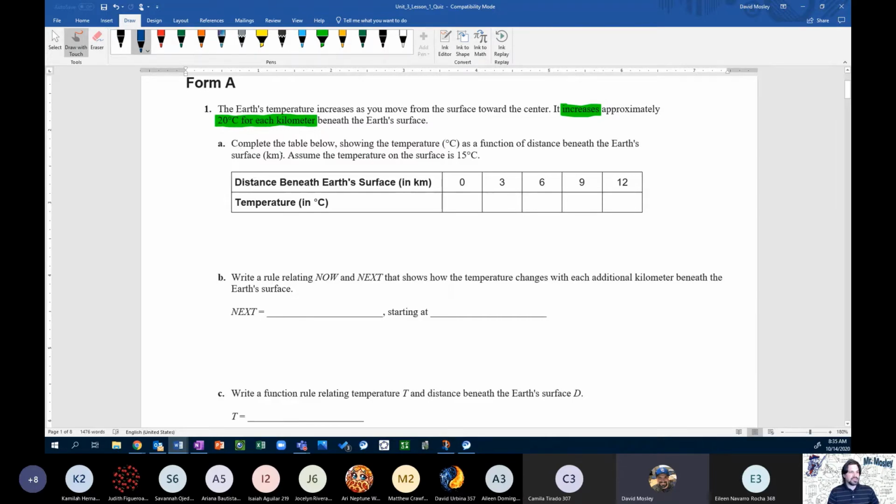Let's see, we need to complete the table below showing the temperature in Celsius as a function of distance beneath the Earth's surface, in kilometers. So we've provided some units that we need to use. Assume the temperature on the surface is 15 degrees Celsius. This is also important.